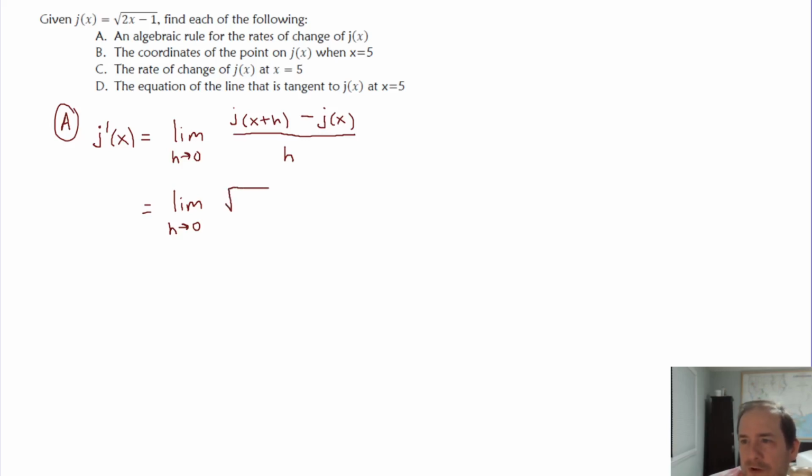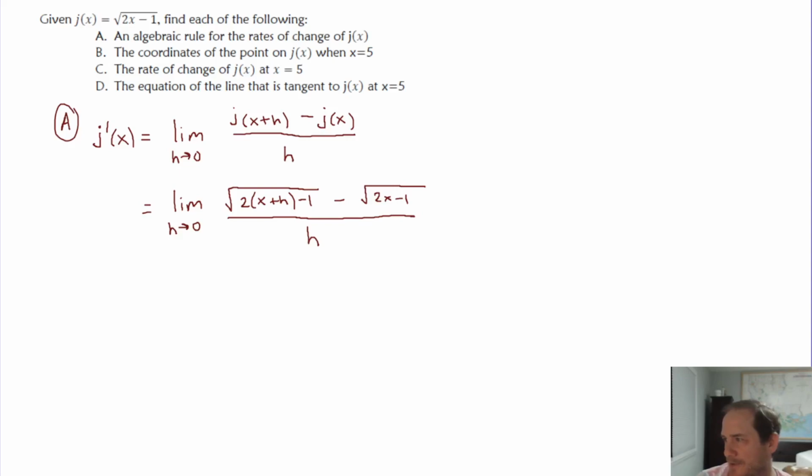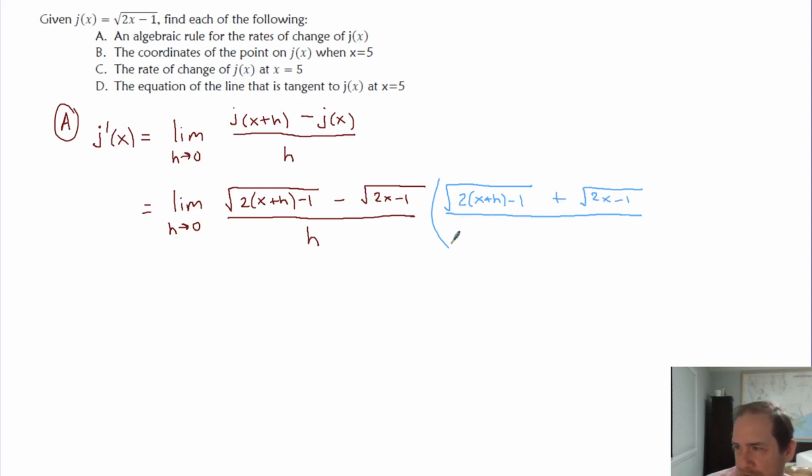of the square root of 2 times the quantity x plus h minus 1, then minus j of x itself, which is root 2x minus 1, and then this whole thing is all over h. And we know that to clean up a radical expression like this, we'd want to multiply by the conjugate. So that's going to be a root 2x plus h minus 1 plus root 2x minus 1. And we're multiplying by that in the numerator, but also in the denominator.